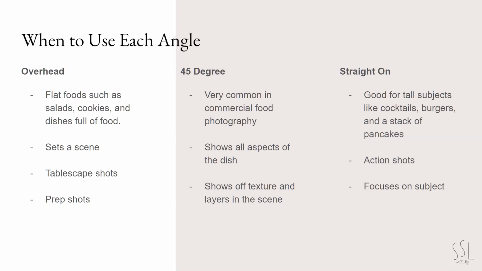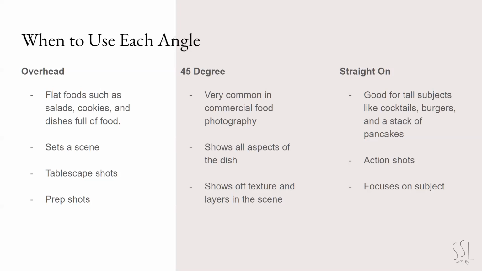Next is the 45-degree angle, where you can see the sides and the top of the food. The 45-degree angle is very common in food photography, especially commercial food photography, because it's seen as more of an intimate angle that makes you feel like you're sitting down, about to eat a plate of food. It's also great because it shows every aspect of the dish and it creates depth in a photo so nothing will ever look flat. And lastly, it's great because it shows off textures and layers in the scene.